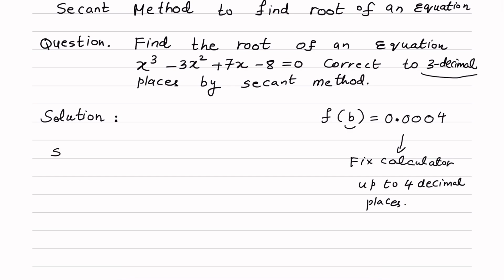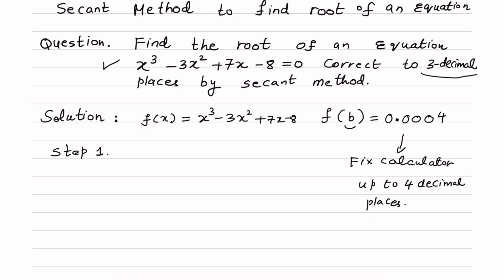Now let's solve this question. The first step, like the bisection method, false position method, and Newton-Raphson method that we have seen so far, is to find the interval. But before we find the interval, we have to write f of x. What is f of x here? Look at this equation. Whatever is on the other side of 0, that is your f of x: x cube minus 3x squared plus 7x minus 8.